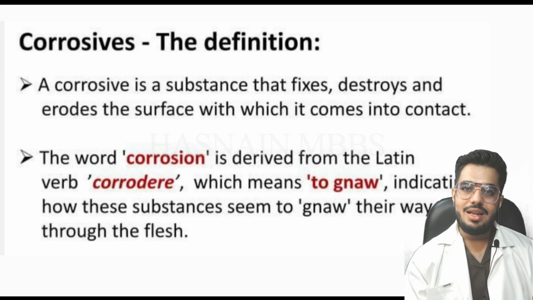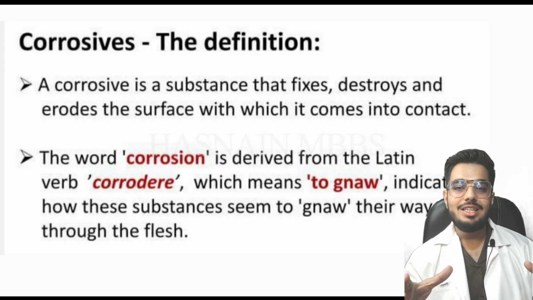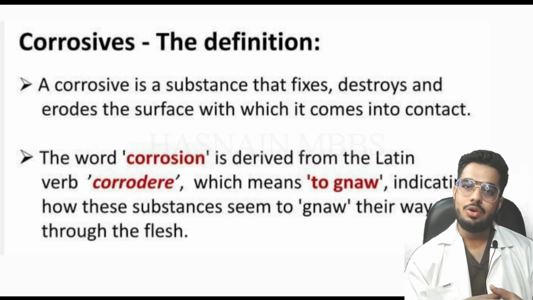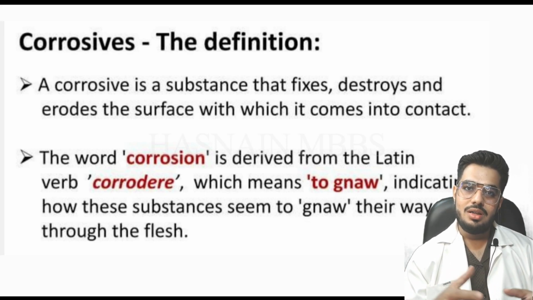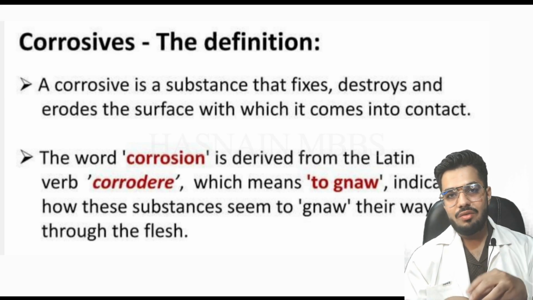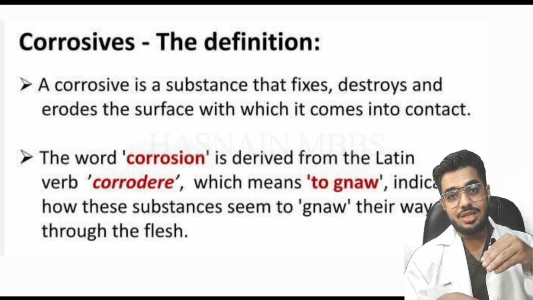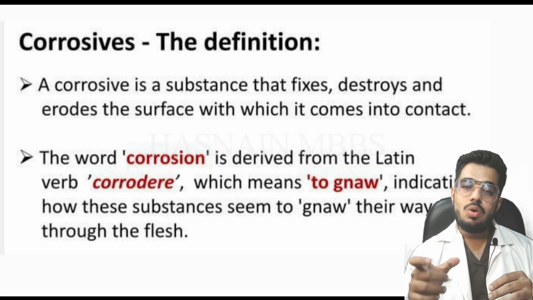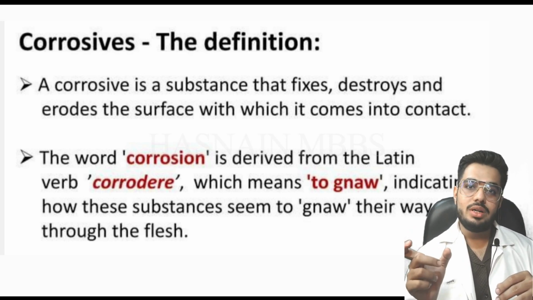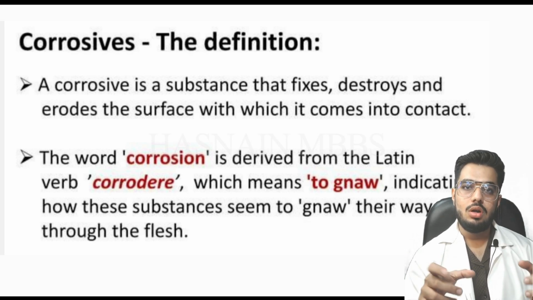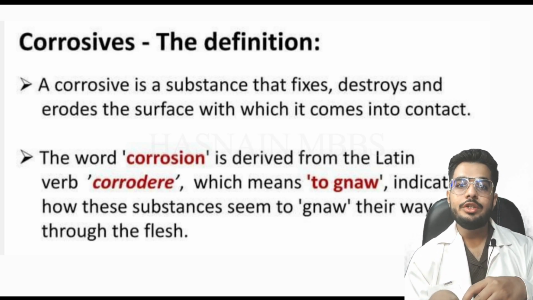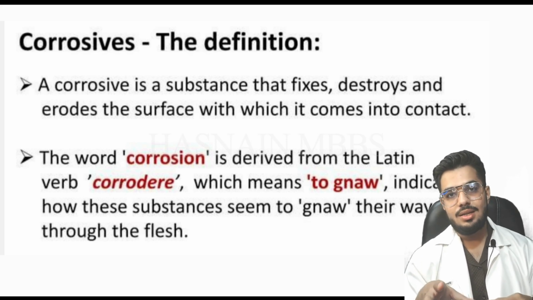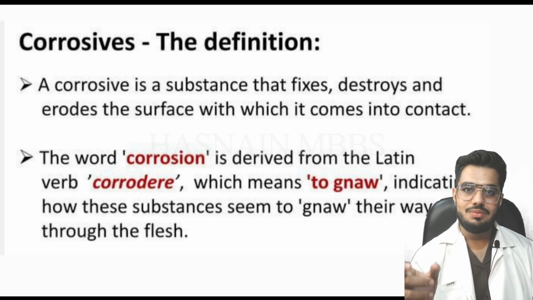The first question that comes to our mind is, what does the word mean? What does it define? Corrosive means a substance that destroys, fixes, and erodes the surface with which it comes in contact. Whenever this acid comes in contact with tissue, it causes corrosion and goes inside the tissue. The word corrosion is a Latin word that means to gnaw. Gnaw means to bite into or go into. So this poison goes inside. That is what corrosive means.